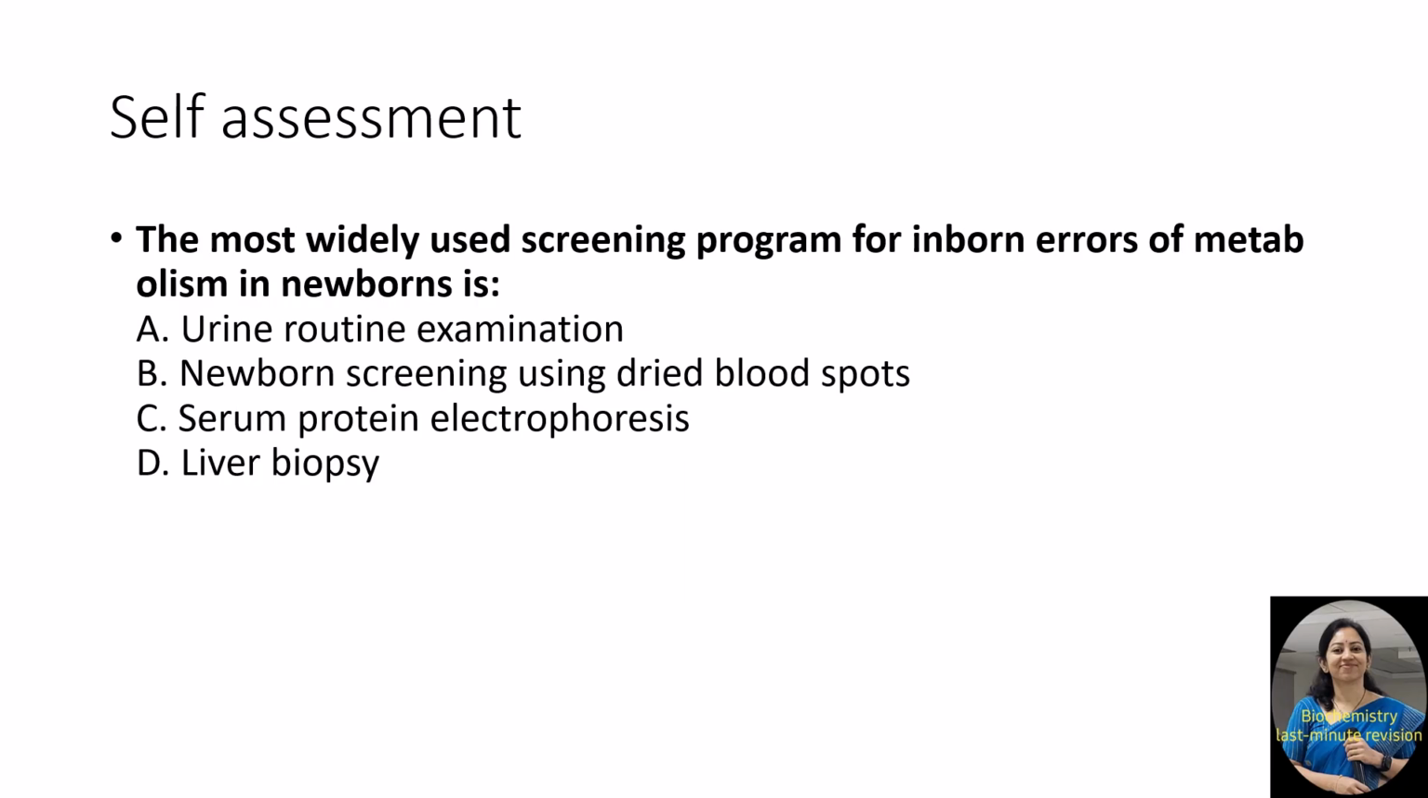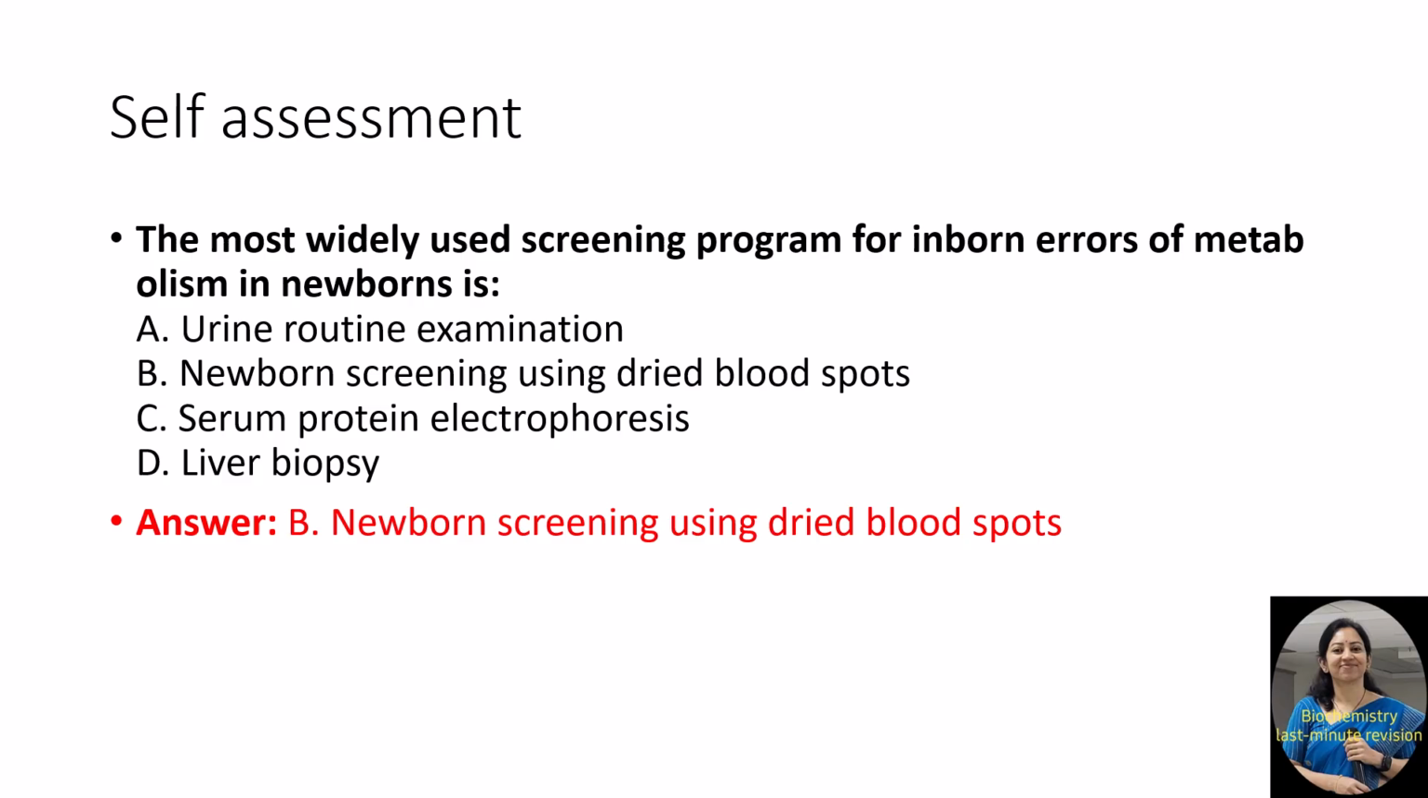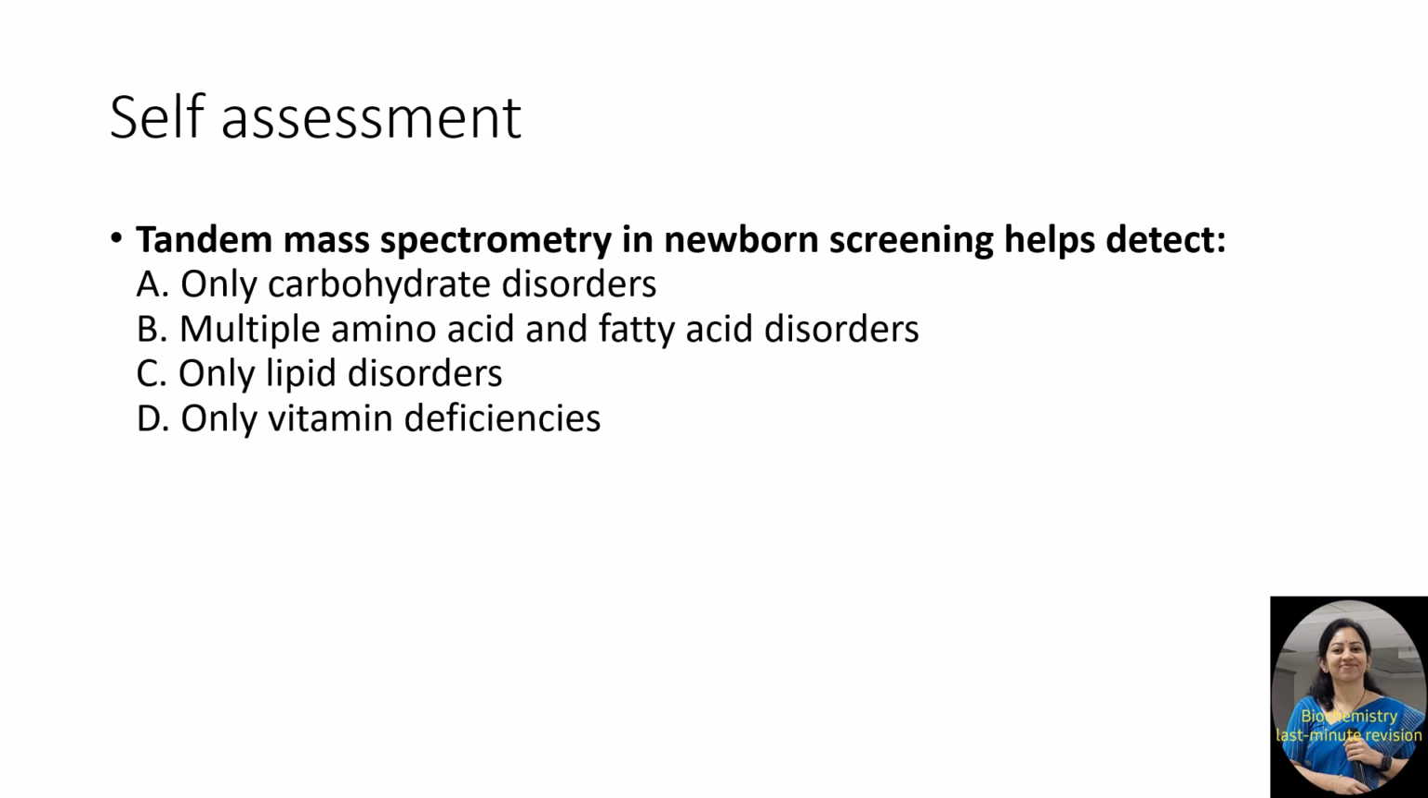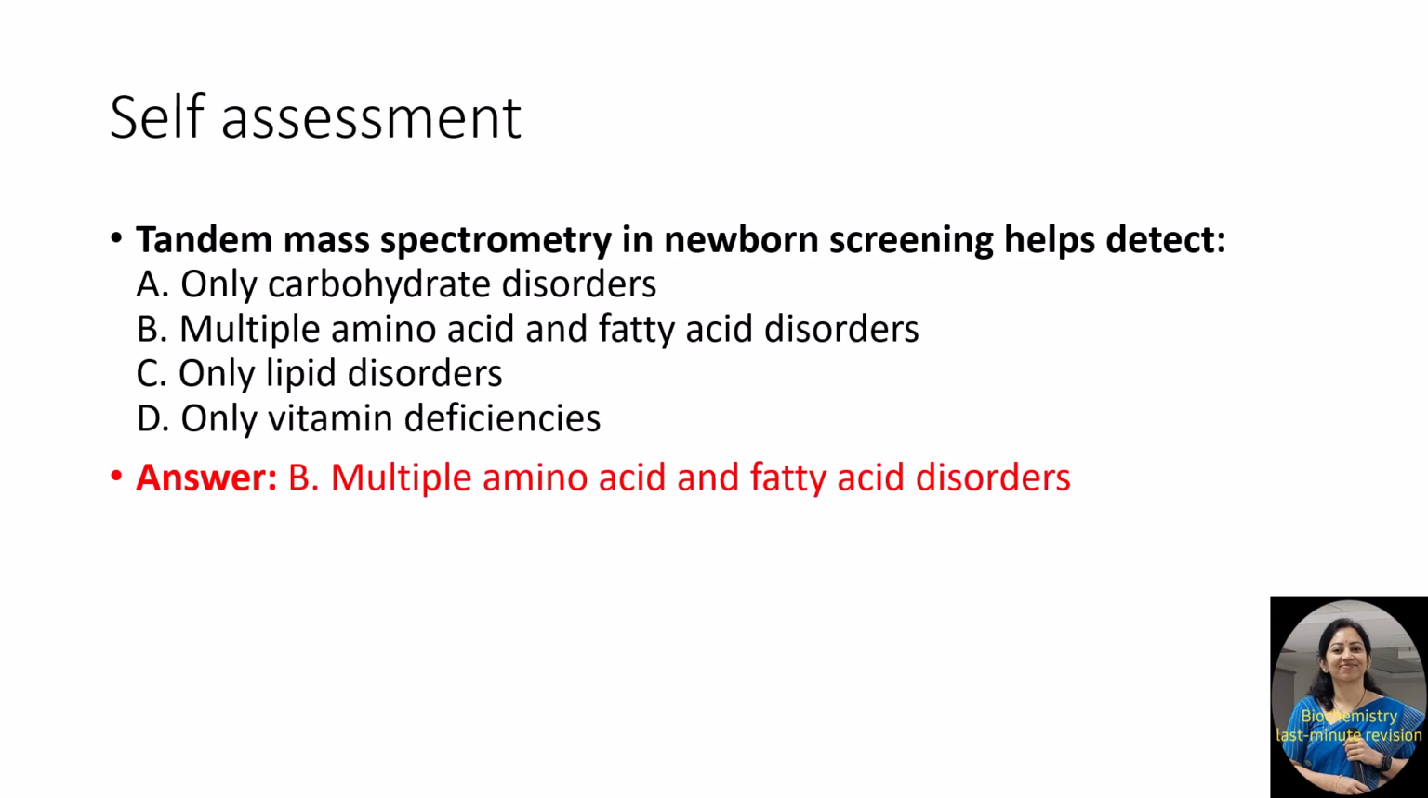The most widely used screening program for inborn errors of metabolism in newborns is newborn screening using dried blood spots. Tandem mass spectrometry in newborn screening helps to detect multiple amino acid and also fatty acid disorders, because this will detect the biomolecules based on their charge and mass ratio. So multiple amino acid and fatty acid disorders can be identified.